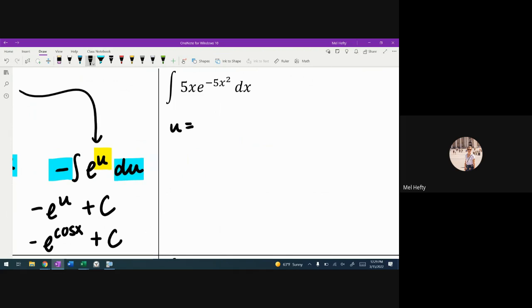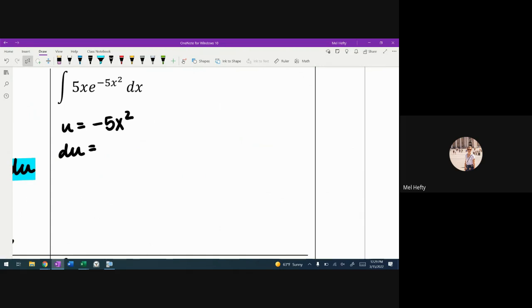Does this need U-sub? Why? All right. You said negative 5x squared, Matt. You think that's our u? Perfect. Thoughts on du, the derivative of u? Negative 10x dx. All right. That does not match what's in our integral.